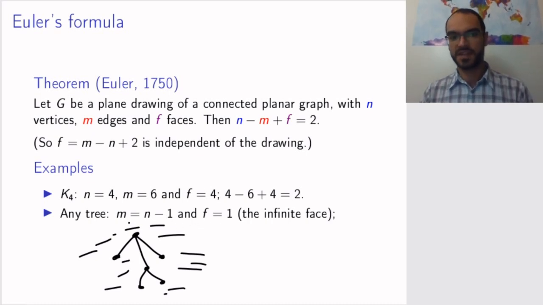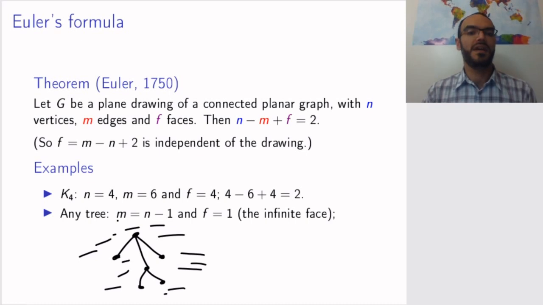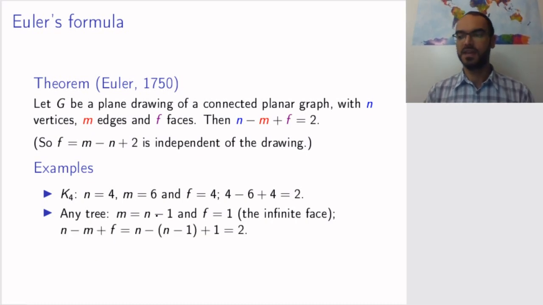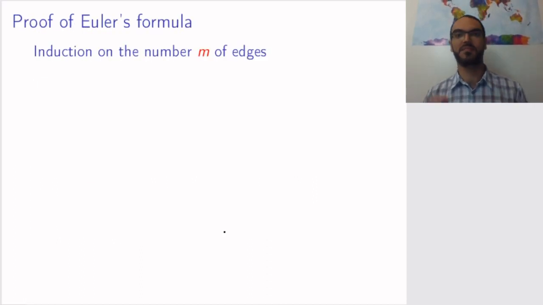And as we have said millions of times, the number of edges in the tree is the number of vertices minus 1. So if you put these together, the n minus m plus f now becomes n minus 1 plus 1, and the n's cancel. 1 plus 1 is 2. So again, the formula holds for trees. I mean, obviously it holds for any graph, but we're checking the formula on these examples. So how would you prove Euler's formula?